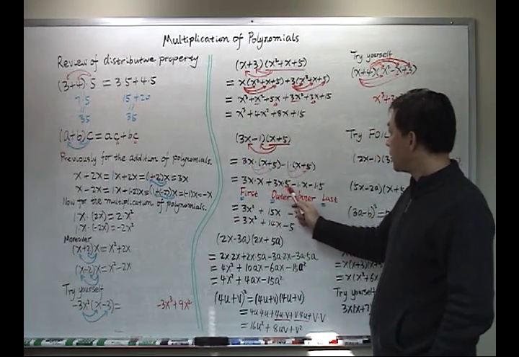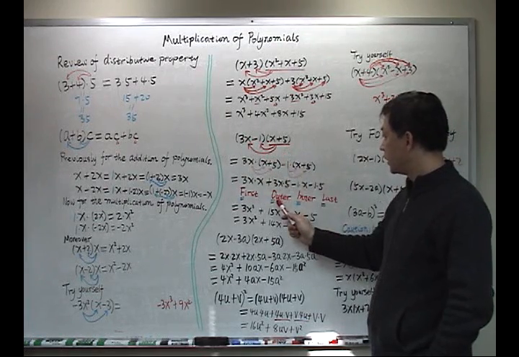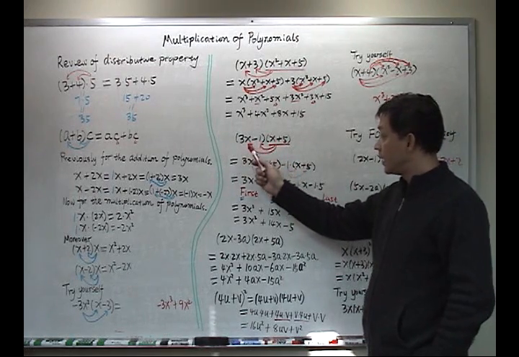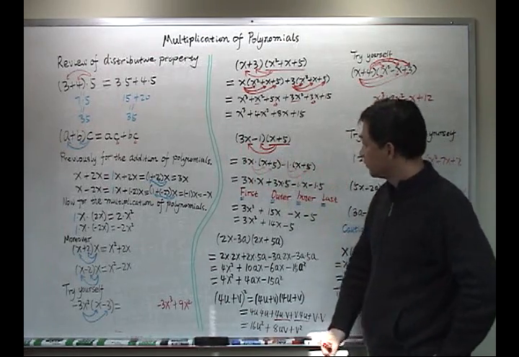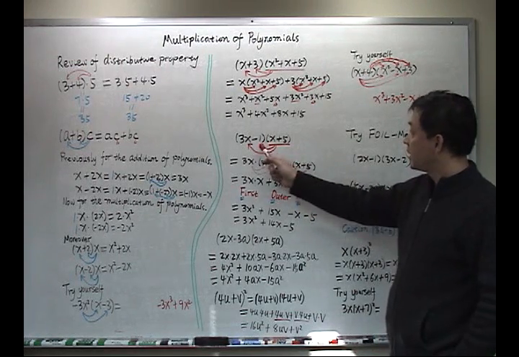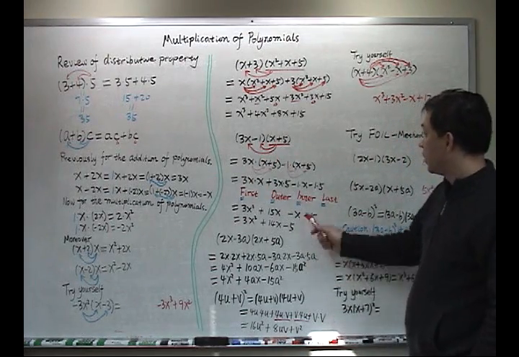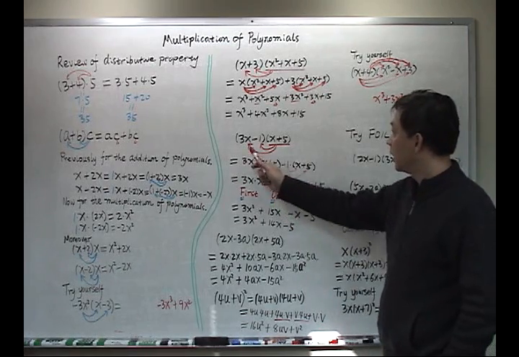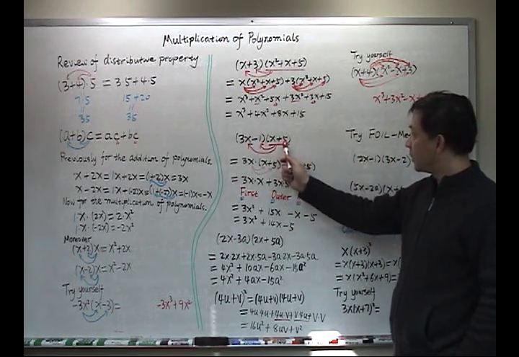And then 3x times 5. 3x times 5 is called the outer product, because those two terms stay on the border, out. Now, -1 times x is inside. Those two terms are inside, and we call this the inner product. The last product will be -1 times 5.